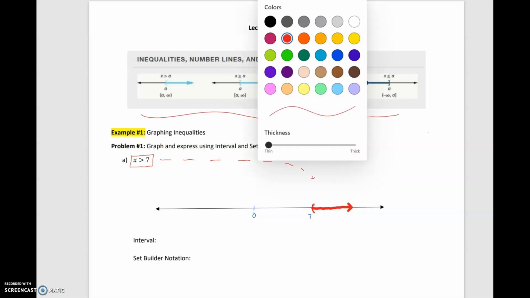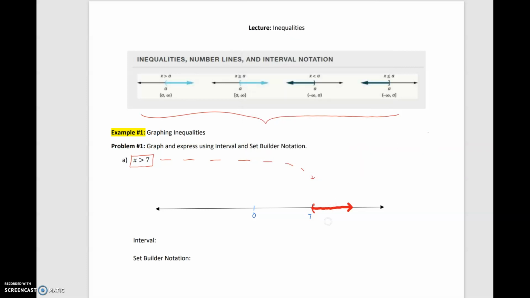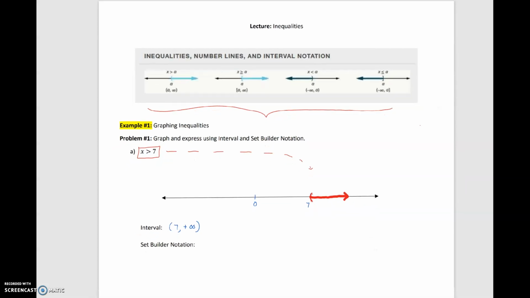They are asking for interval notation. A way to express this with an interval: the parenthesis means you're not including the lower bound, 7, to, and then any value greater than 7. So in this case, the infinity on the right is going to be positive infinity. That would be part of our solution for the interval.